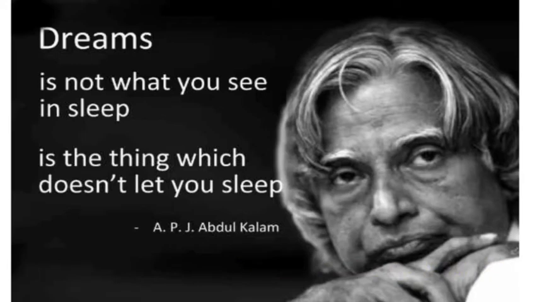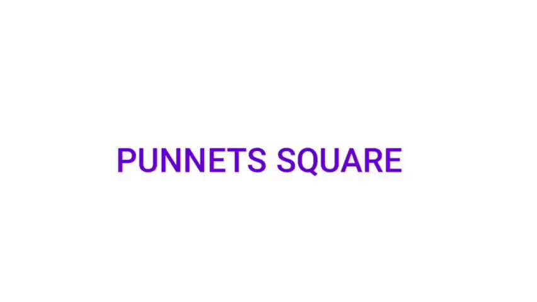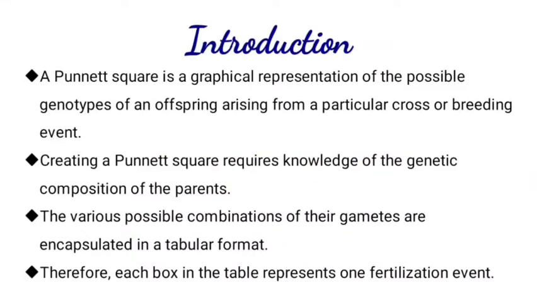So let us begin today with a new topic, that is Punnett Square. Let's see some of the introduction of Punnett Square. A Punnett Square is a graphical representation of the possible genotypes of an offspring arising from a particular cross or breeding event.